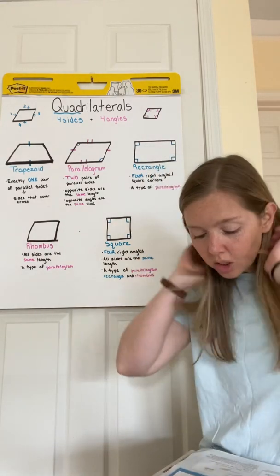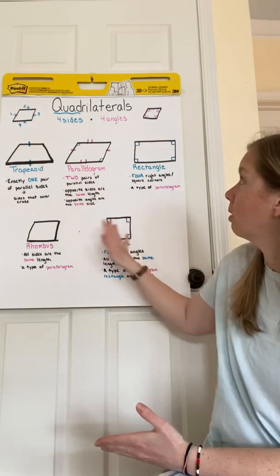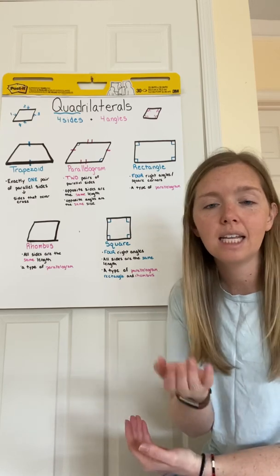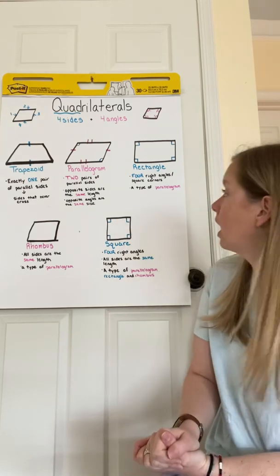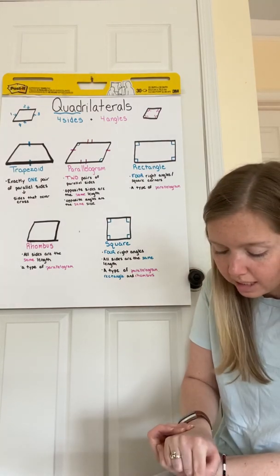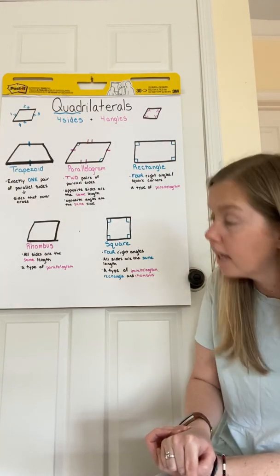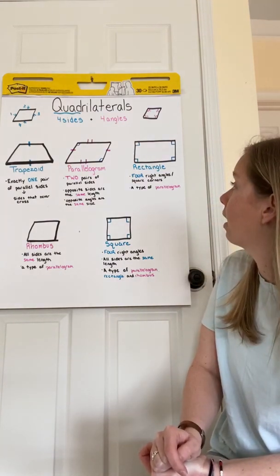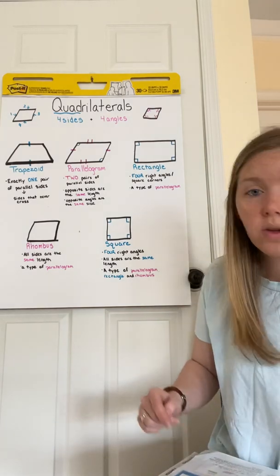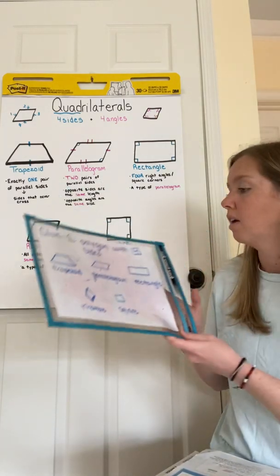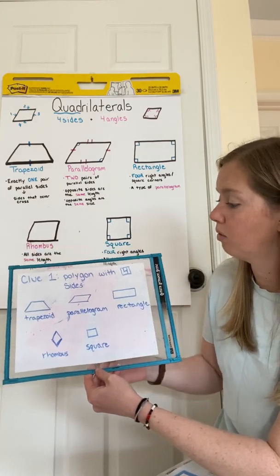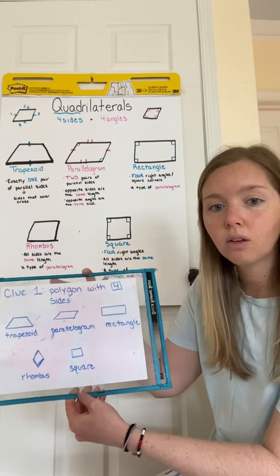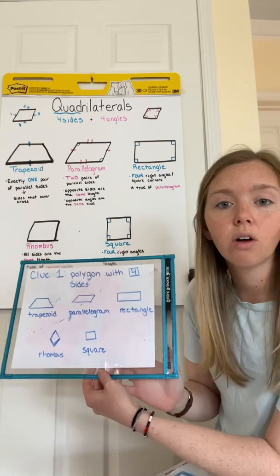All right, so to solve this, I am going to use my chart right here to help me, and I encourage you to use that chart too. It is uploaded in your Google Doc today. So the first clue says, I am a polygon with 4 sides. Well, my chart is all about quadrilaterals, and those are shapes that have 4 sides. So I know that all of those shapes fit in clue 1, a polygon with 4 sides. So the trapezoid fits, the parallelogram fits, the rectangle fits, the rhombus and the square also fit.